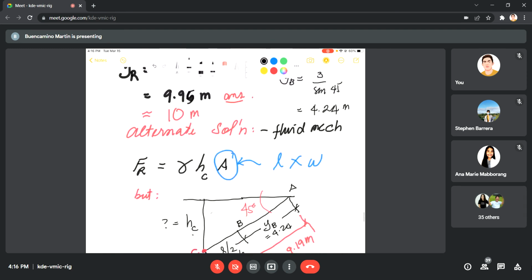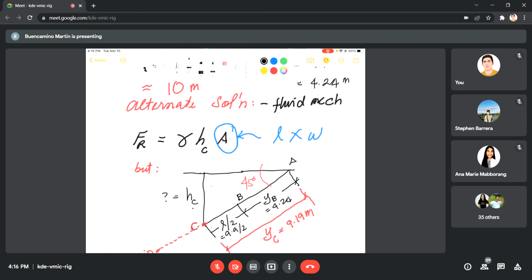Okay. But we have another solution. So ito yung alternate solution natin using now fluid statics method. Yung kanina, parang ang treatment natin, parang beam eh. Pero ngayon, using now fluid mechanics. So yung F sub R natin is gamma, lambda, H sub C times A. So ang area natin dyan is length times width. Mas simple, di ba?